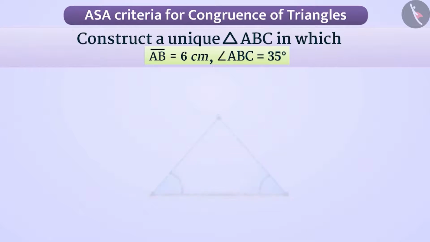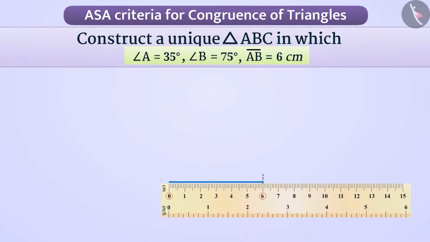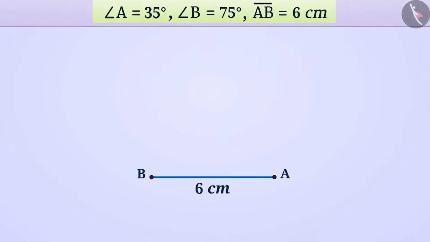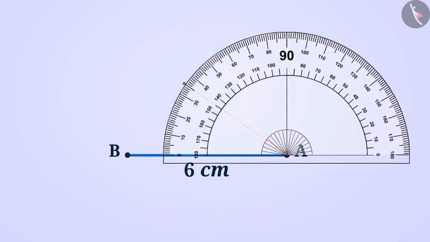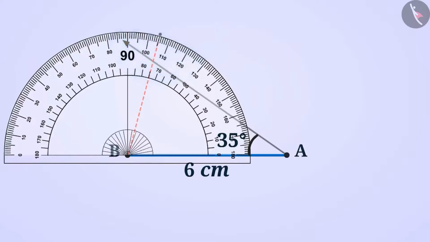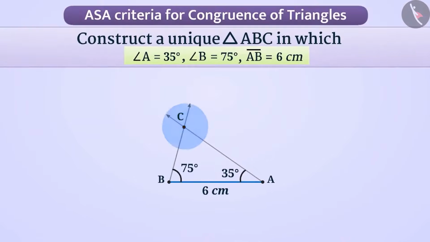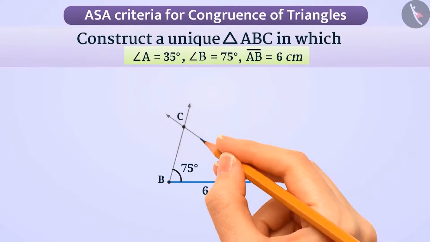Suppose we are given angle A is equal to 35 degrees, angle B is equal to 75 degrees, and AB is equal to 6 cm. Then we can easily form a unique triangle ABC. In this case, first we will draw a line segment AB with length 6 cm. Next, with the help of a protractor, we will draw angle A which measures 35 degrees. Then using the protractor again, we will draw angle B which measures 75 degrees. From this, we will get point C as well as triangle ABC.